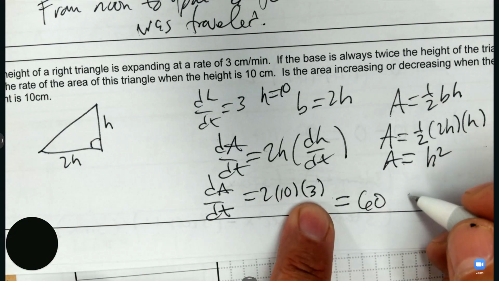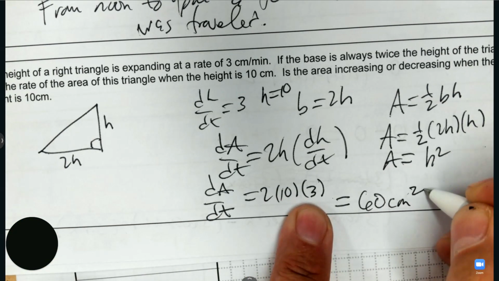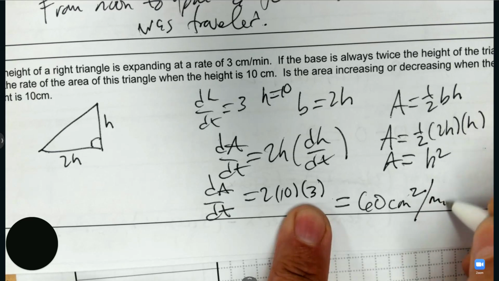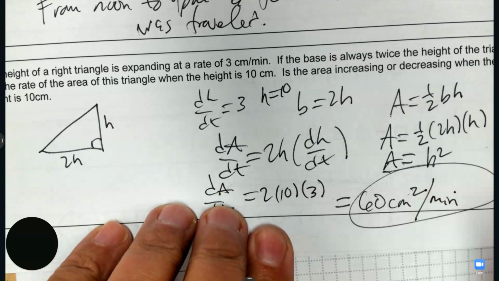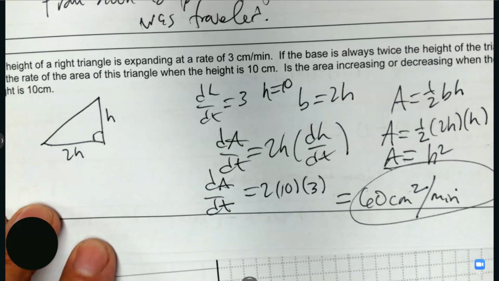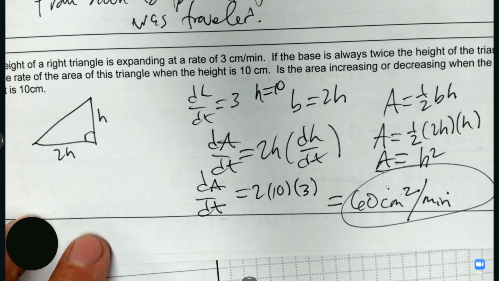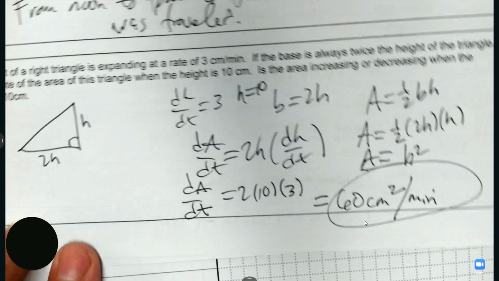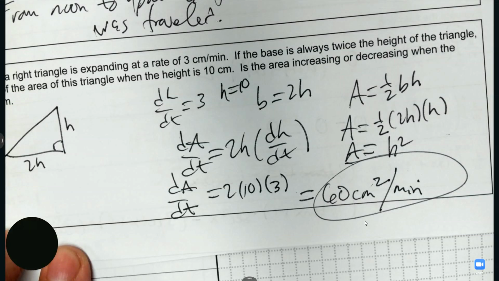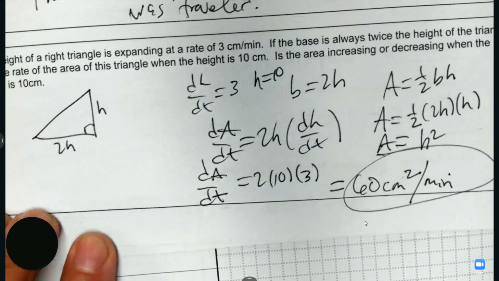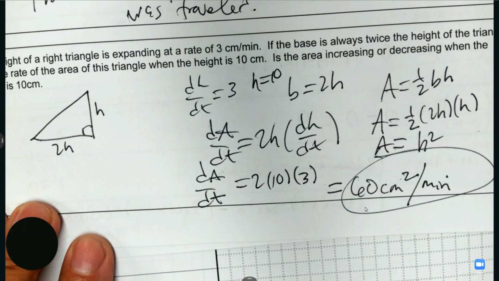And then the correct unit would be centimeters squared per minute for the rate of area. You can write a nice sentence for that. So when the height of the triangle is 10 centimeters, the area is increasing at a rate of 60 centimeters squared per minute. And it's increasing because the answer is positive.